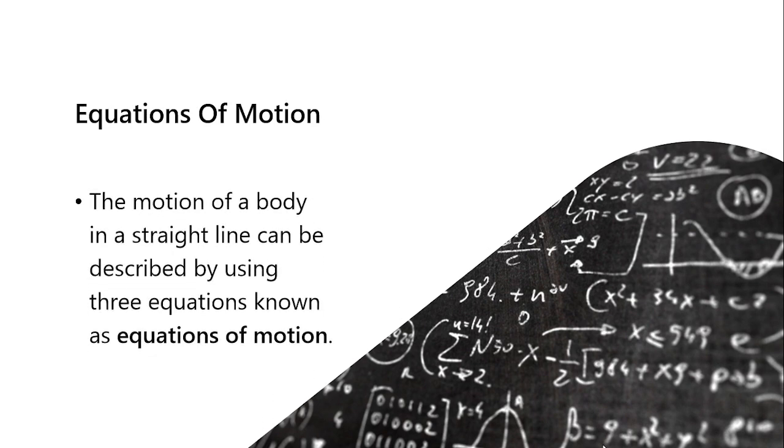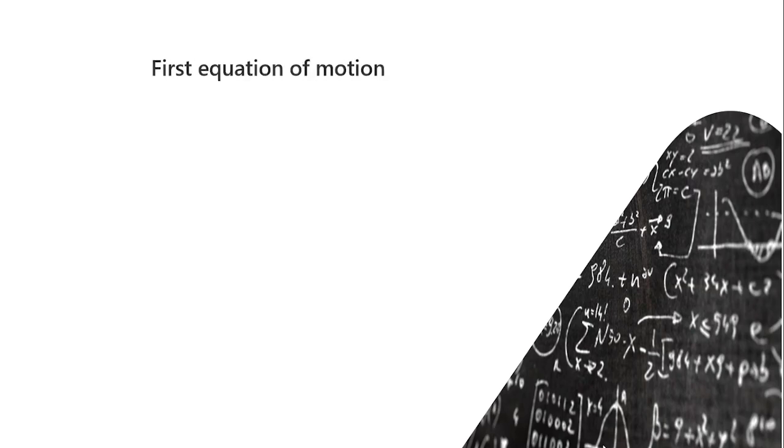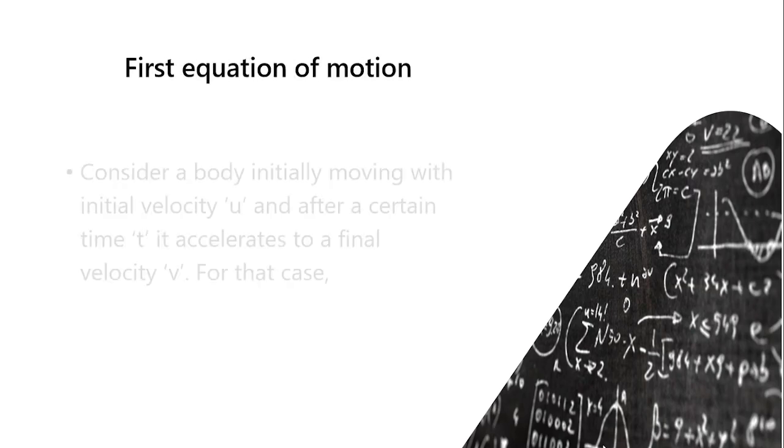Now, the motion of any body in a straight line can be described by using these three equations, which are generally known as the equations of motion. We'll see that all these three equations are there for a body that moves in a straight line. So we'll start with the first one, that is the first equation of motion.